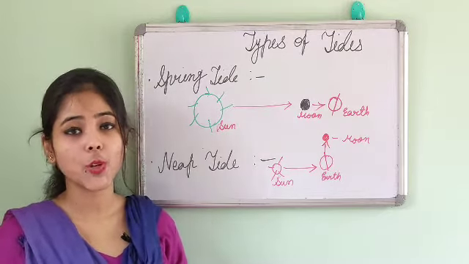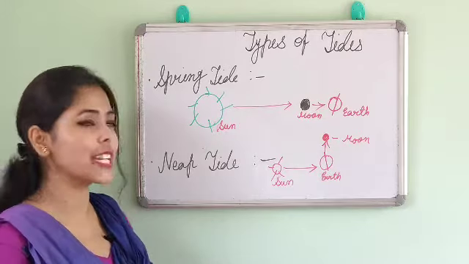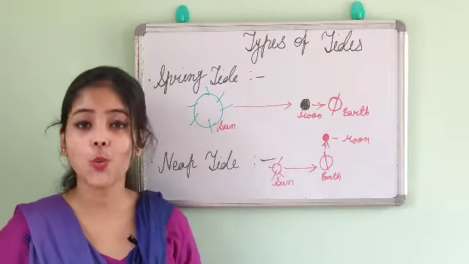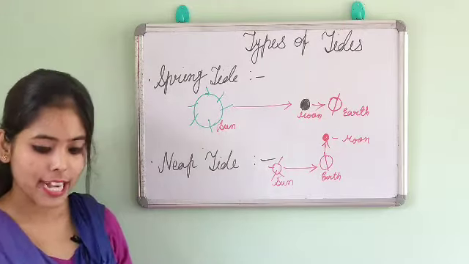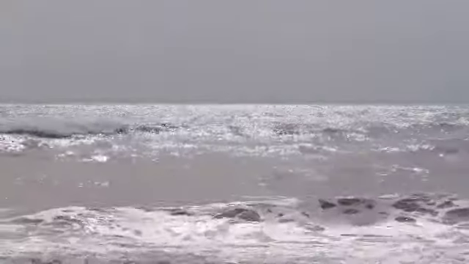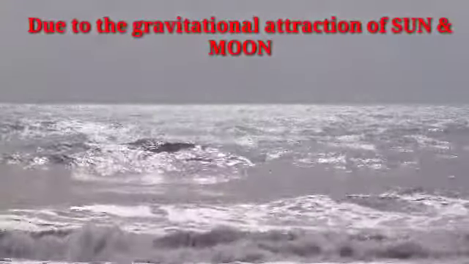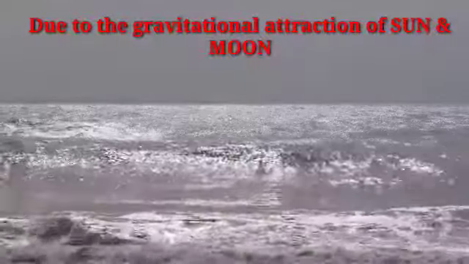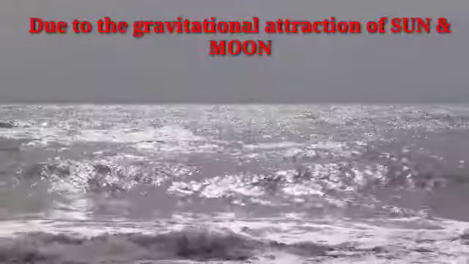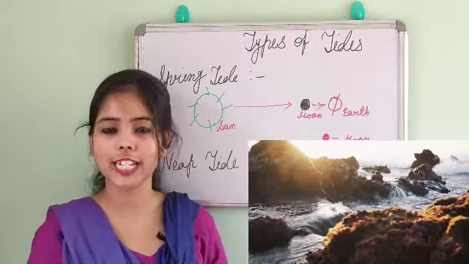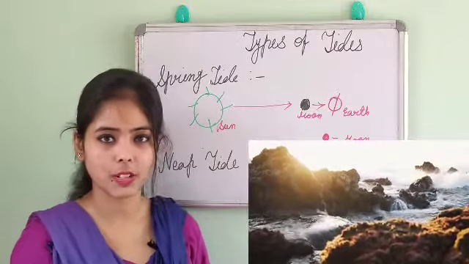So in this video I am going to discuss the different types of the tides. So what is tide? Let's recall this. Tides means the rise of the water that is present in a water body due to the gravitational attraction of moon and sun. We have learned this. And the sea waves that originate due to the tides are known as tidal waves.